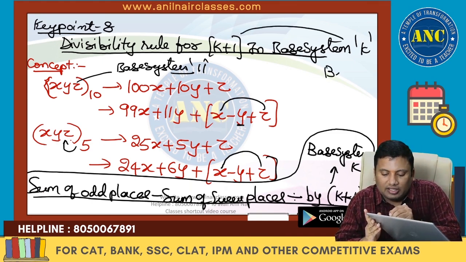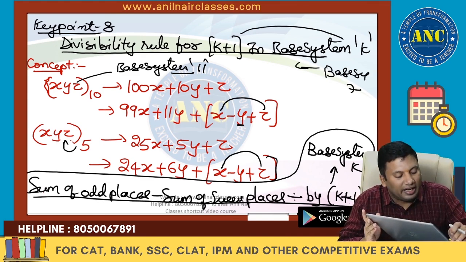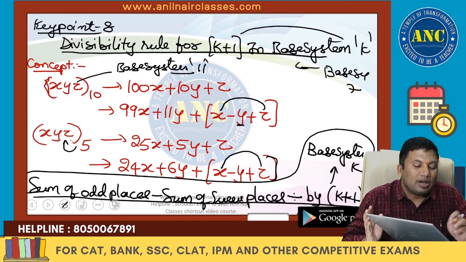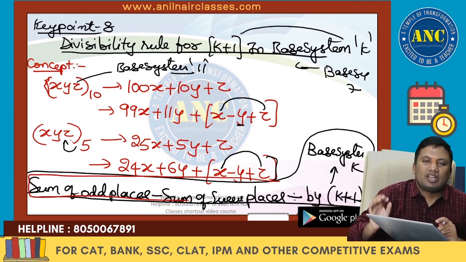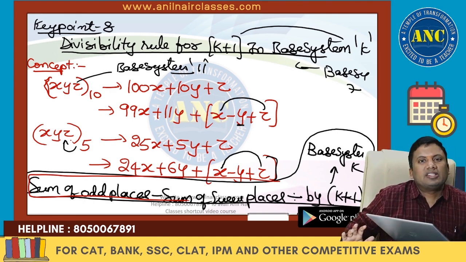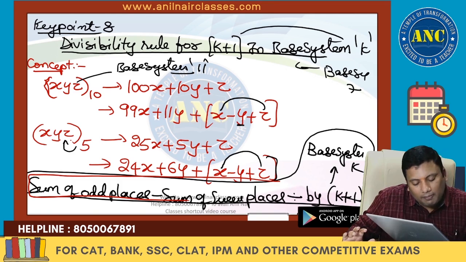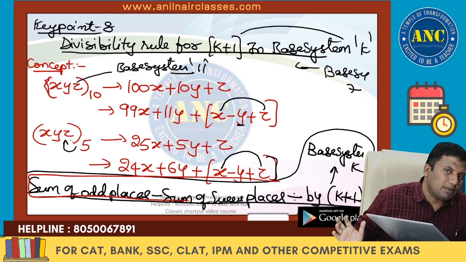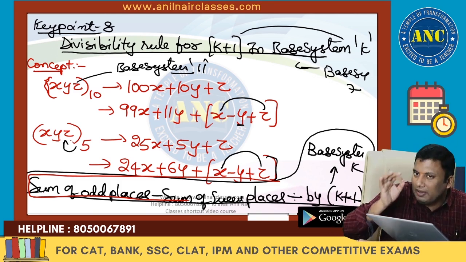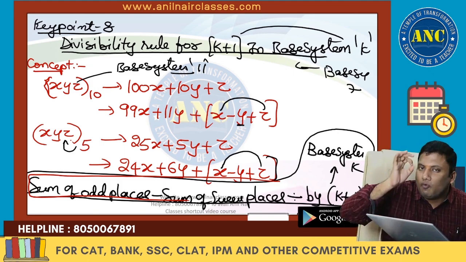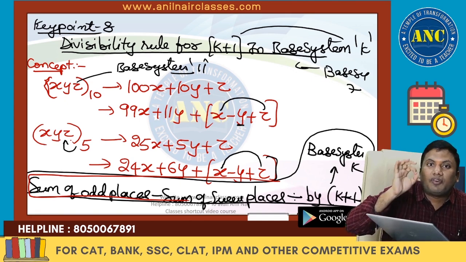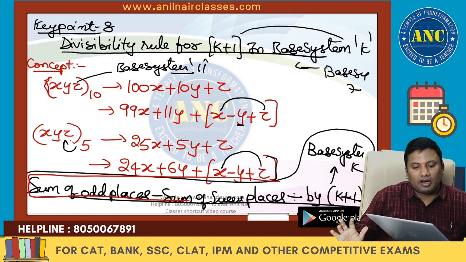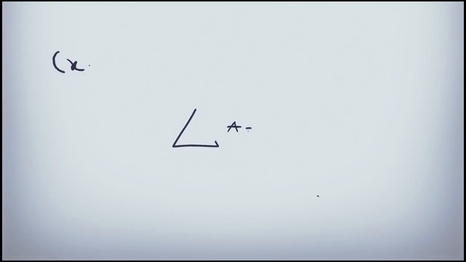Suppose we ask in a base system 7, what is the divisibility rule for 8? It is nothing but the sum of the odd places minus the sum of the even places. In a base system 9, what is the divisibility rule for 10? The sum of the odd places minus the sum of the even places. Extremely important key point: whatever we are doing for base system 10 also works for any other base system.